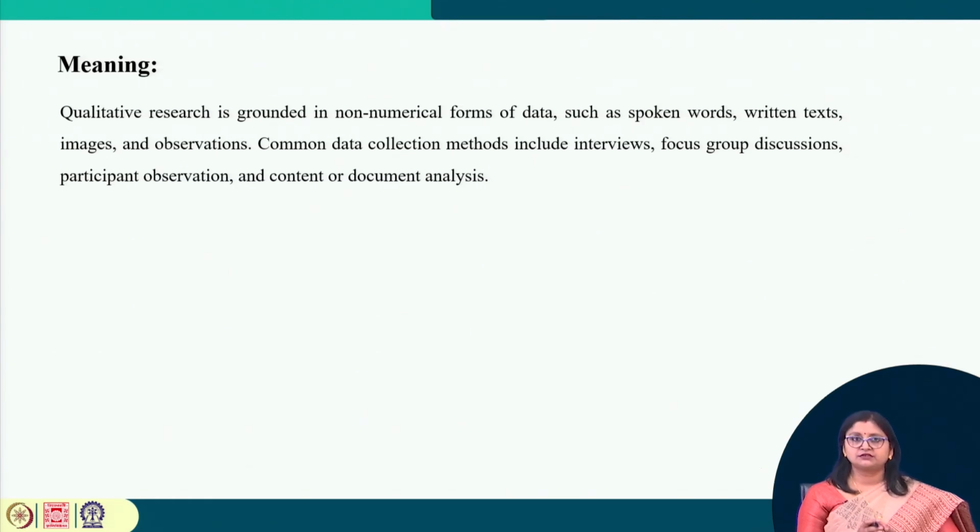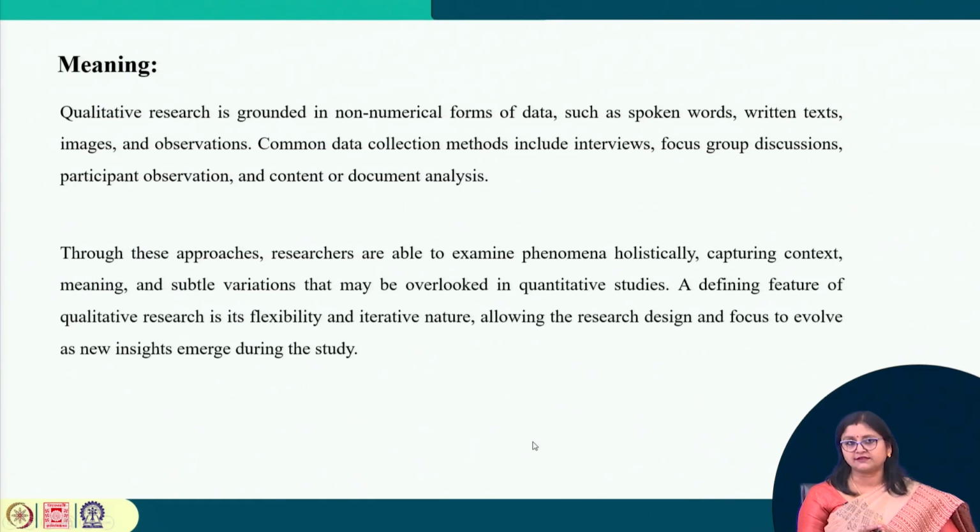So, qualitative research is grounded in non-numerical forms of data such as spoken words, written text, images and observation of people, and the common data collection methods include interviews, focus group discussions, participant observation and content or document analysis. Through these approaches, researchers are able to examine phenomena holistically, capturing context, meaning and subtle variations that may be overlooked in quantitative studies. A defining feature of qualitative research is its flexibility and iterative nature.